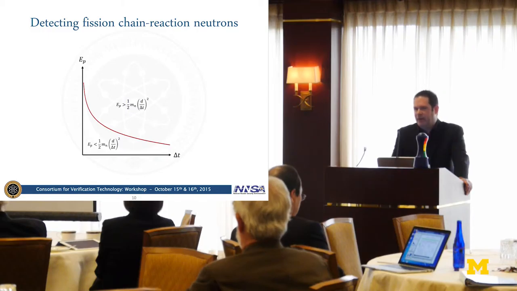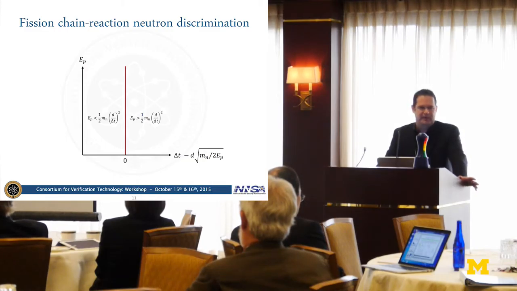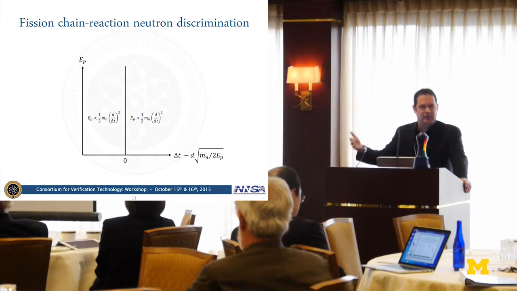So it's a little bit complicated working with this curved contour, so what we normally do is redefine the flight time to be the flight time minus the flight time you would expect if this had been the full energy deposition, and that defines a vertical line, and you basically just discriminate particles on one side or the other. The ones we're looking for are the ones on the right-hand side.